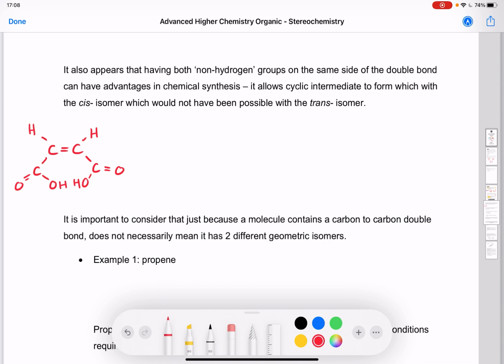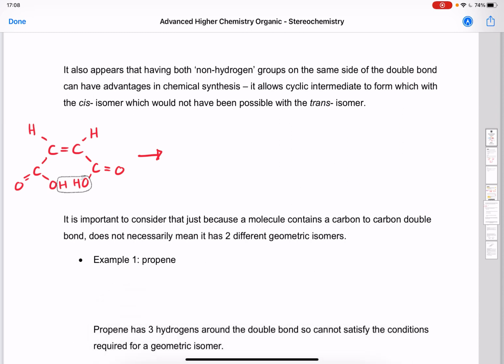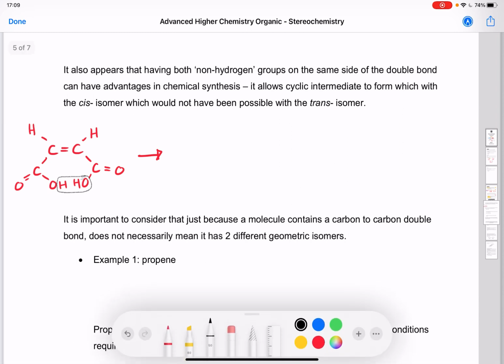And as you can see, they are both on the same side, which makes this the cis isomer. So what can happen here is we can do a little dehydration reaction, which will involve removing water. Now, because those two functional groups are right up in each other's faces, like they're talking to each other, it is possible for a water molecule to be removed from them. So what we would end up with as a product here would be something that looks like this.